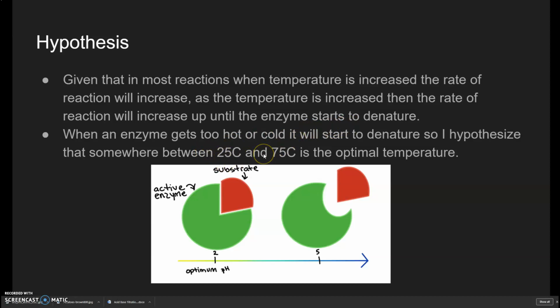If you take a look at the image at the bottom, it shows a normal enzyme and then a denatured enzyme. What happens when an enzyme denatures is it loses its shape. Enzymes are made to have a certain shape that fits their substrate perfectly because it is unique to that substrate. So if an enzyme denatures, it no longer can fulfill the function it's supposed to. If it gets too cold, it'll denature, and if it gets too hot, it'll denature. Somewhere in between 25 and 75 is my prediction, or my hypothesis.